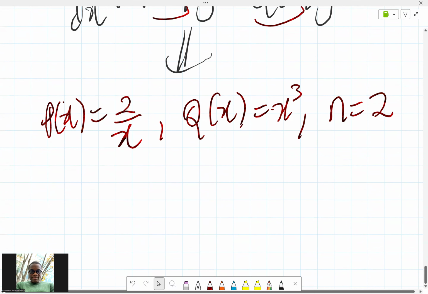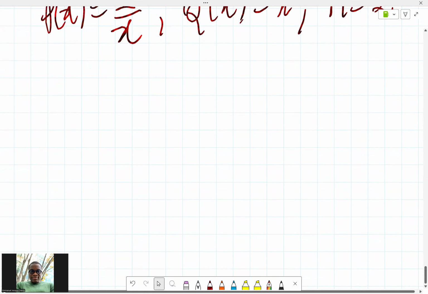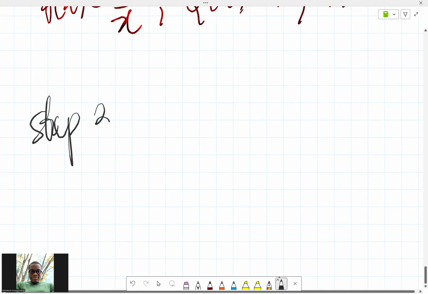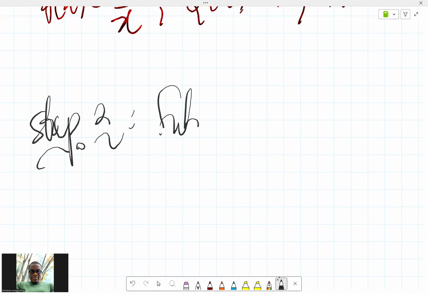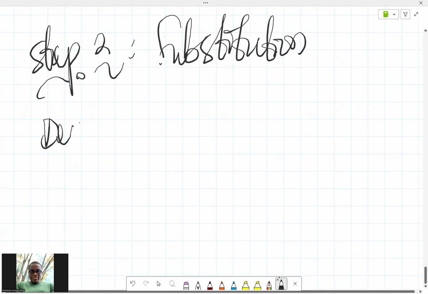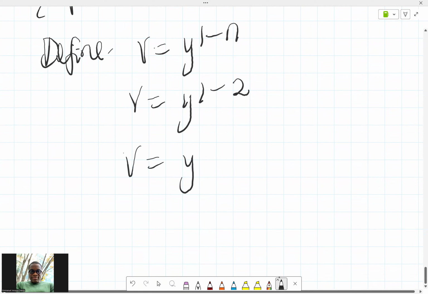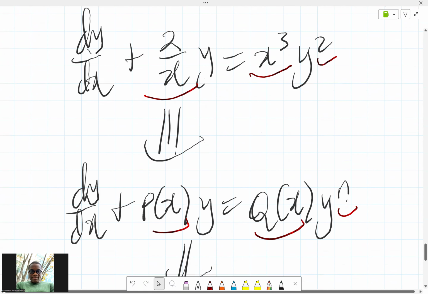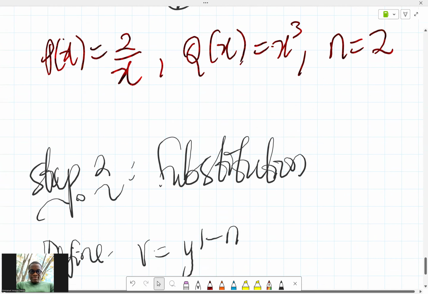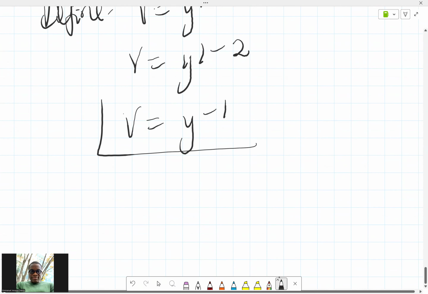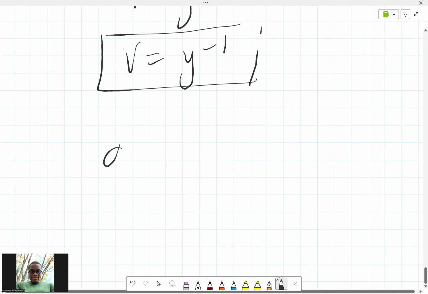Once we identify the parameters, the next thing you want to do is go for the substitution. That's step 2. Definitely here we now define our v. Generally v is y raised to 1 minus n, from what we did. So v is equal to y raised to 1 minus 2, because n is 2, so v is equal to y raised to minus 1. Why is n 2? Because the power of y is n, which is 2. So we could actually now get dv/dx.